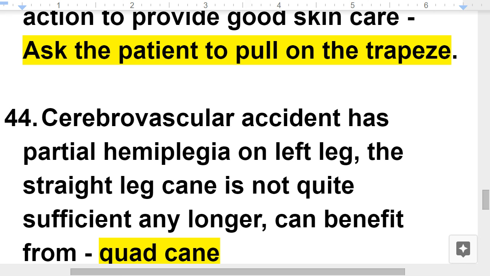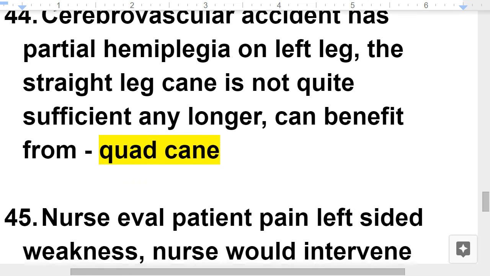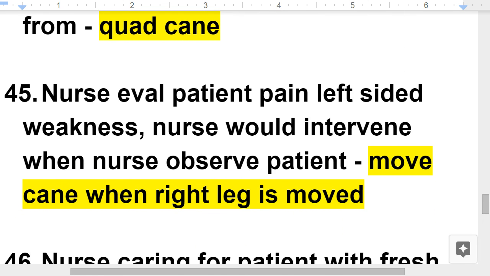Cerebrovascular accident with partial hemiplegia on left leg. The straight leg cane is not quite sufficient any longer, so the patient can benefit from a forearm quad cane. Nurse evaluates patient with pain and left side weakness. The nurse would intervene when the nurse observes the patient move the cane when the right leg is moved.